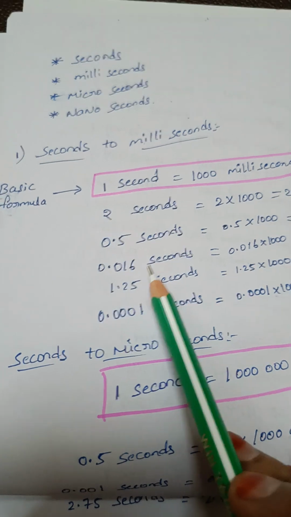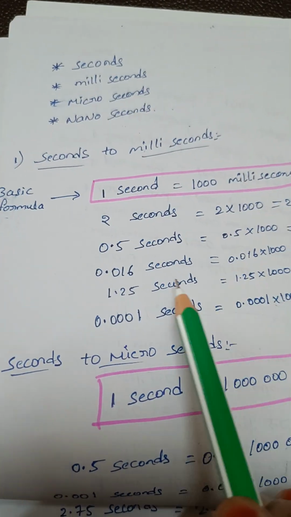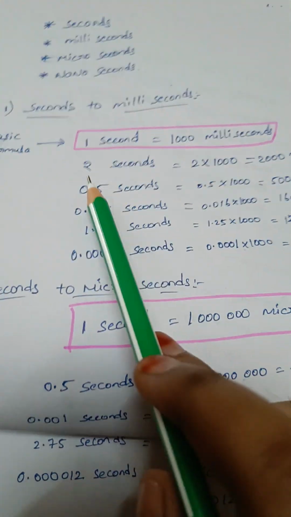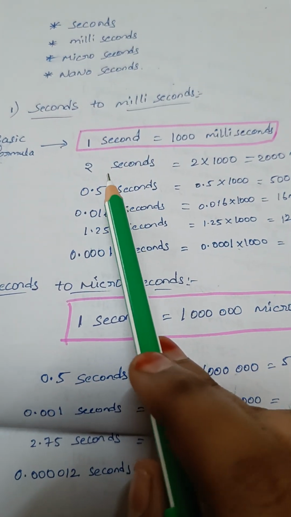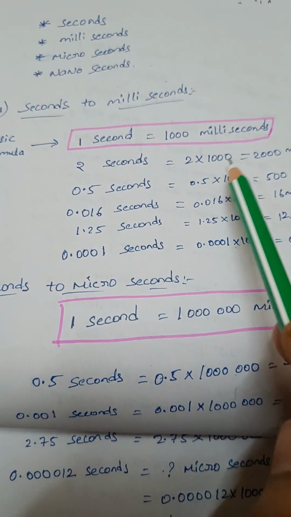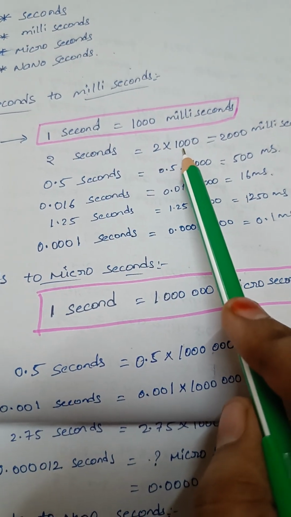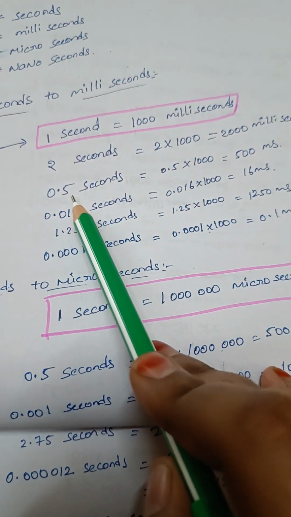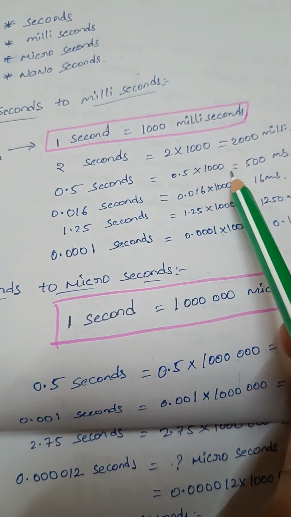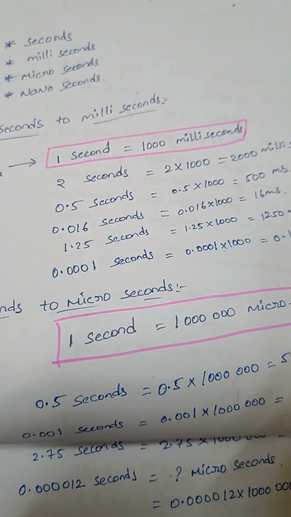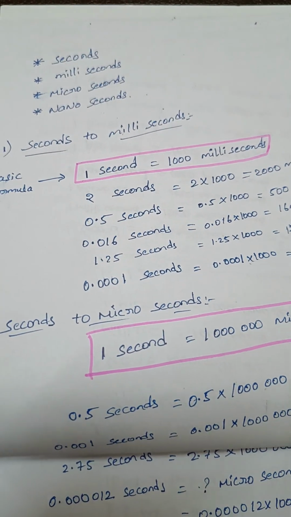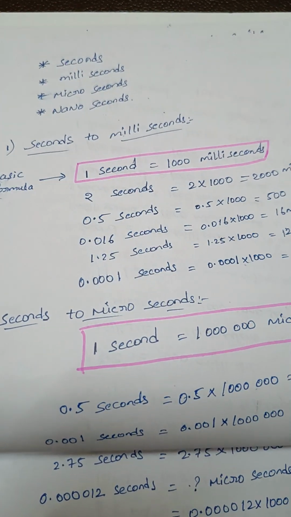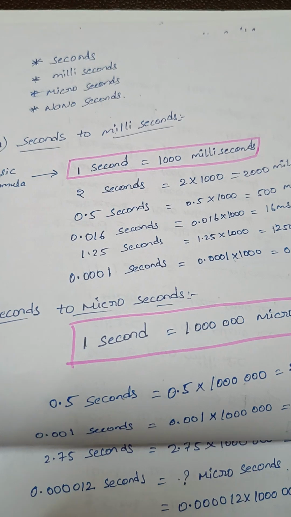See here, seconds to milliseconds, first one. The basic formula is 1 second equals 1000 milliseconds. Here I am considering 2 seconds as an example: 2 into 10 to the power 3, that means 2000 milliseconds. 0.5 seconds means 0.5 into 1000. So if you want to convert seconds into milliseconds, you just multiply with 1000. That is the answer.